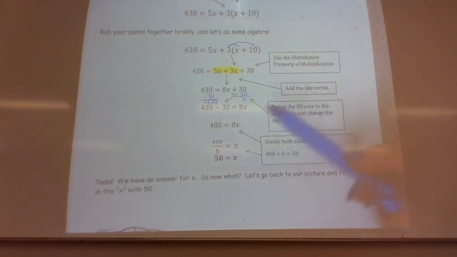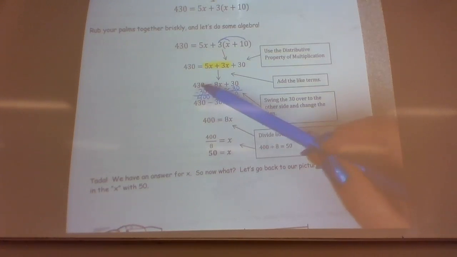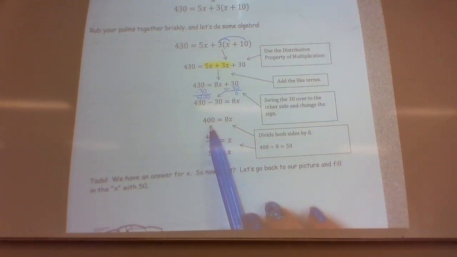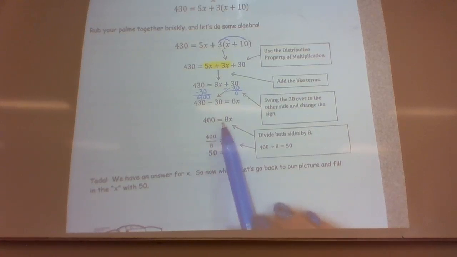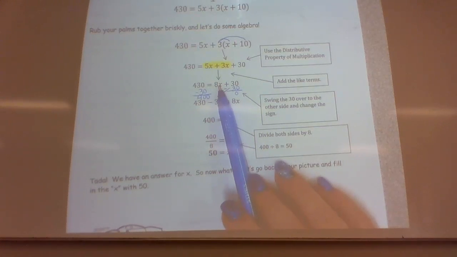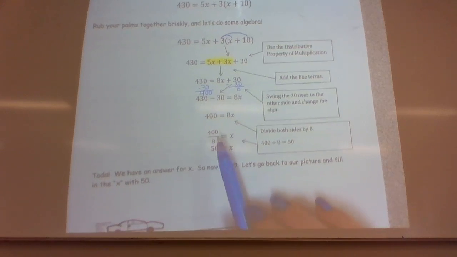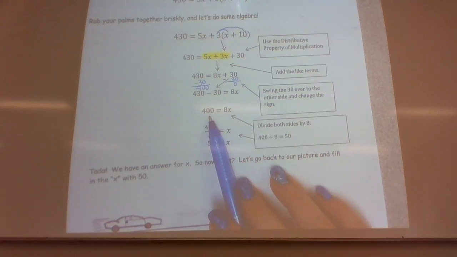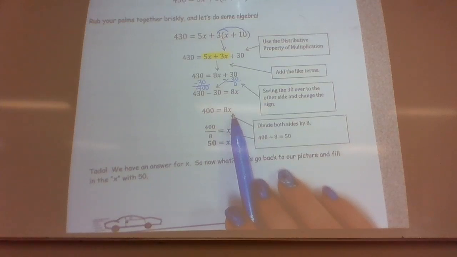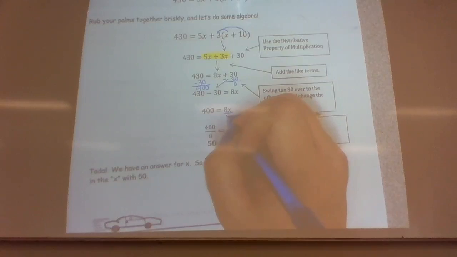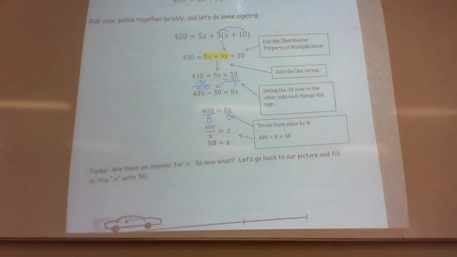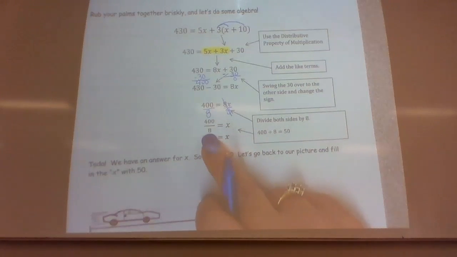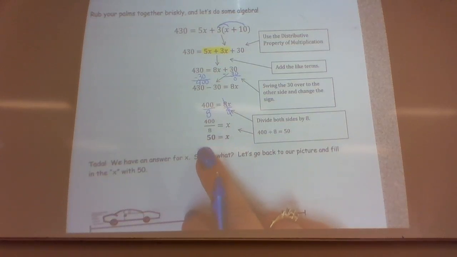So, we've done this step. 430 minus 30 is 400. So now we have 400 equals, and we've isolated this 8x because we've subtracted here. So now what we have is 400 equals 8x. And again, we're going to divide both sides by 8. So if we were doing it we would do it like this. These go away, and then we have 400 divided by 8 equals x. And when I do 400 divided by 8, I get 50.